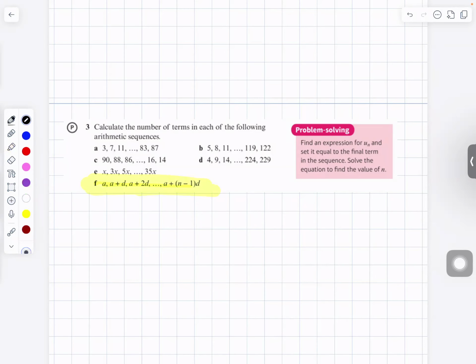So looking at that, we know the first term is A. So this A is the first. So we can say first term is A. And then this one is the last.